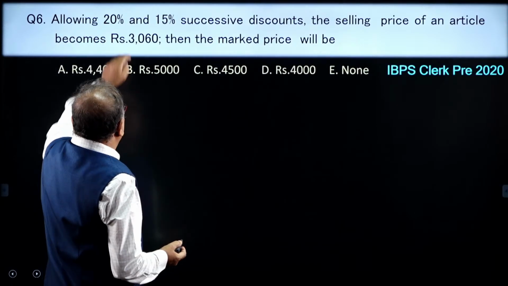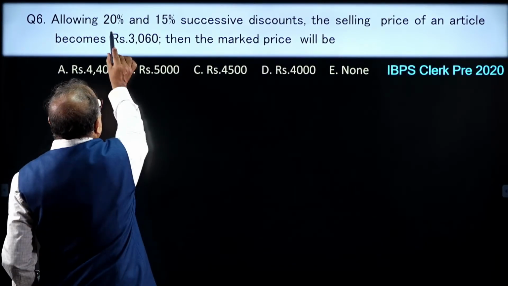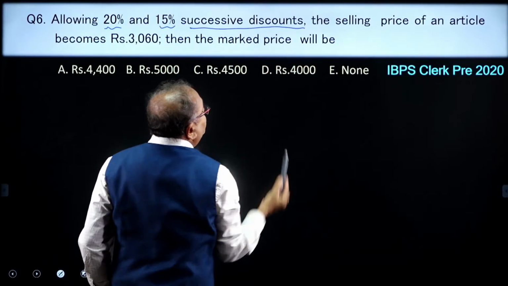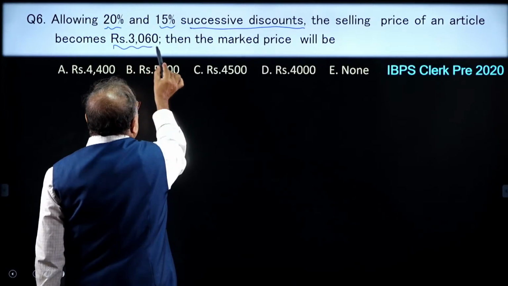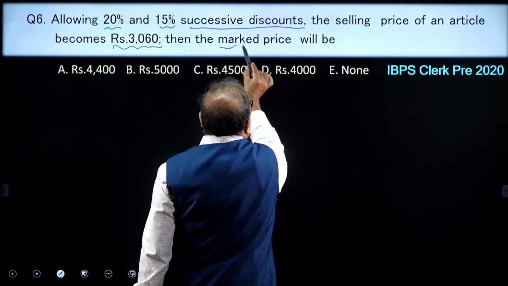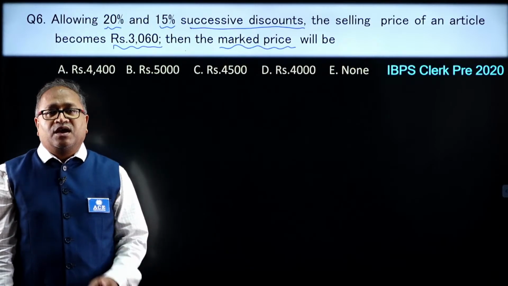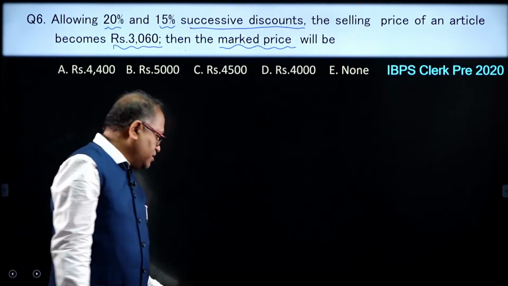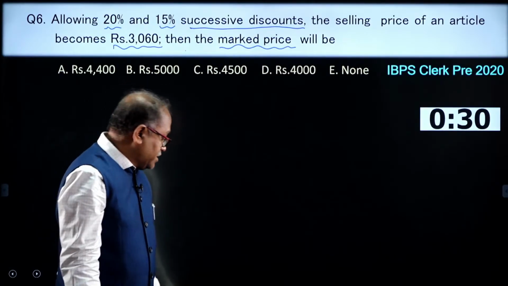Now, allowing 20% and 15% successive discount, the selling price of an article becomes 3060. Then find the mark price of the article. I will say 5 seconds it will take to solve it after reading the question, but I am giving 30 seconds.